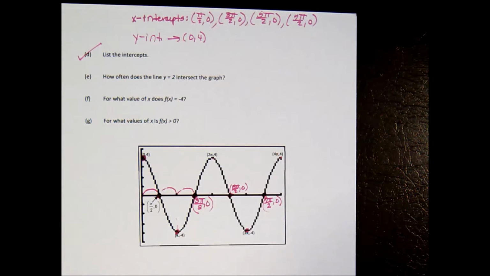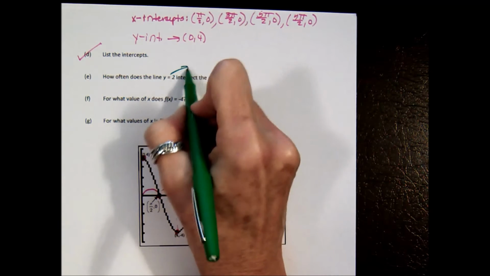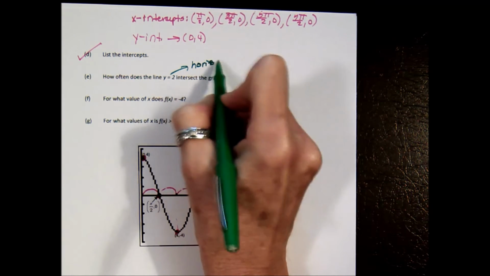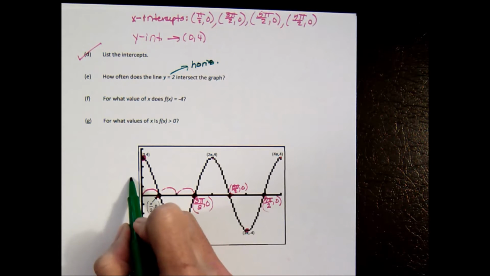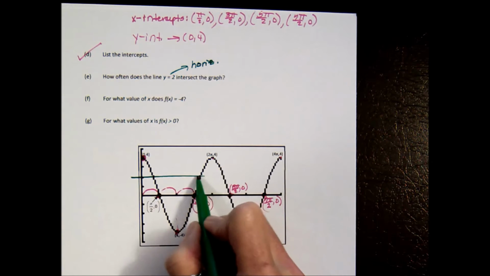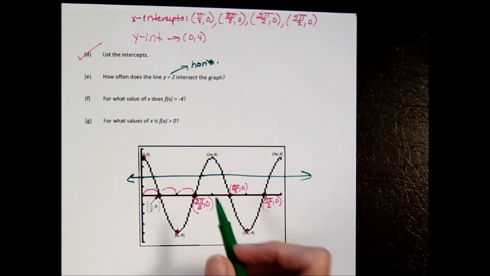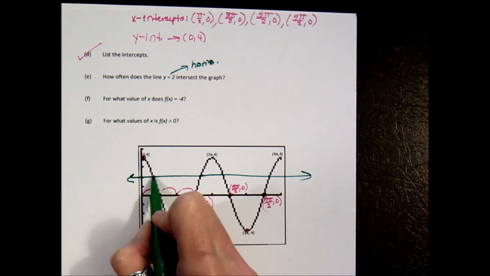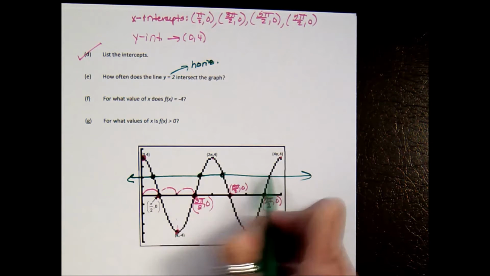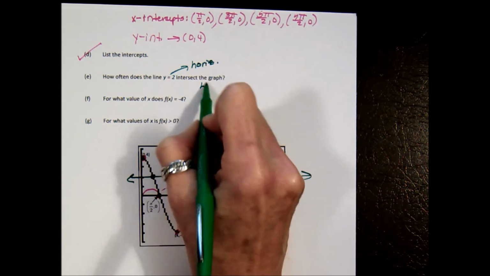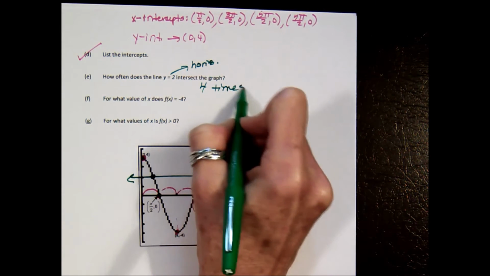How often does the line y = 2 intersect the graph? Well, what would the line y = 2 look like? Any y equals is a horizontal line. So 1, 2, it's going to go across here horizontally. Mine isn't exactly straight, but it doesn't matter. How many times does it intersect the graph? Just count. 1, 2, 3, 4. It intersects the graph 4 times.